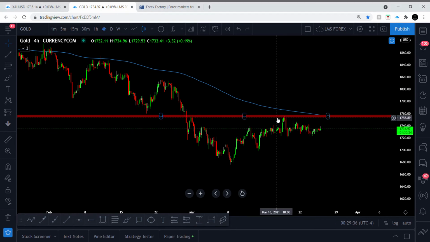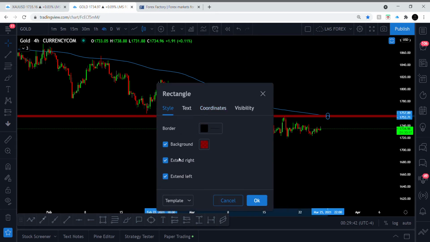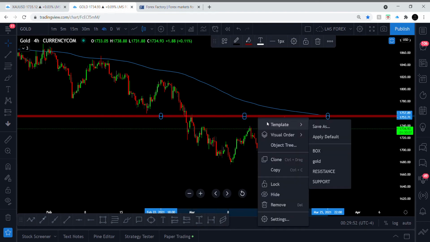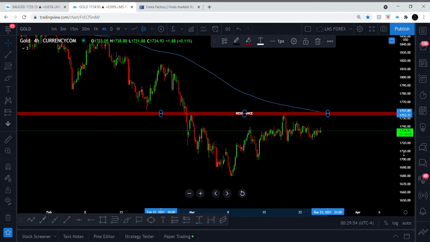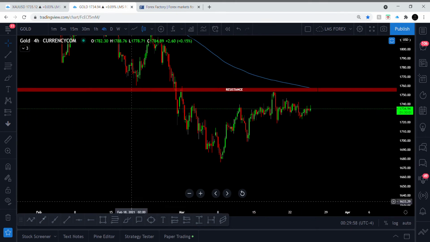And how I set up my supports is very easy. The style is, I stand it to the left, to the right, to the right, to the left. The background, you can choose whatever color you want. And in my case, resistance, that's what I like to call this red one. And then for support, I have a green one.